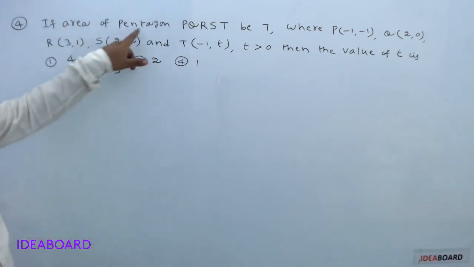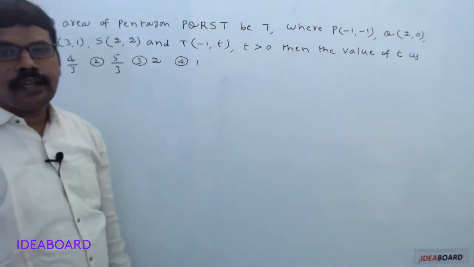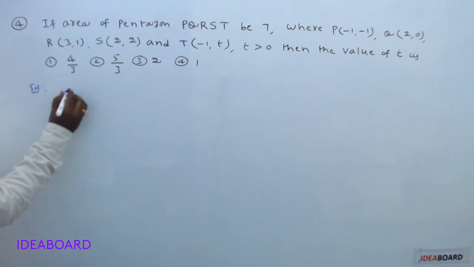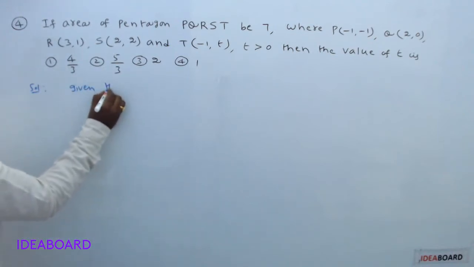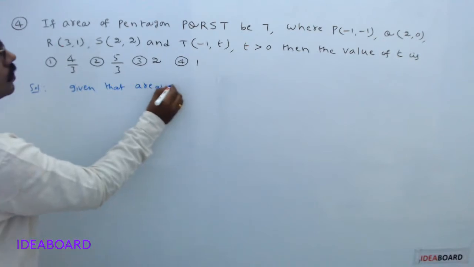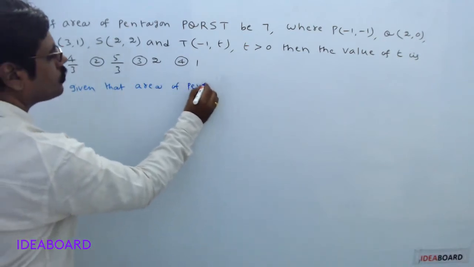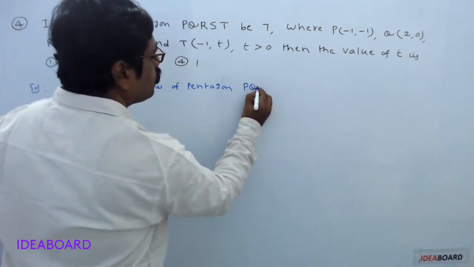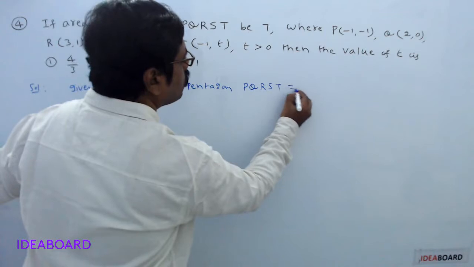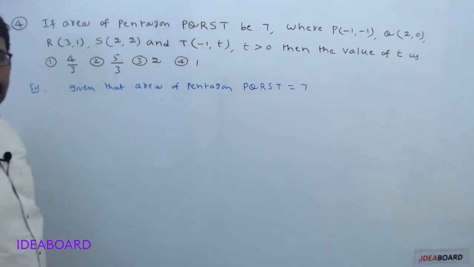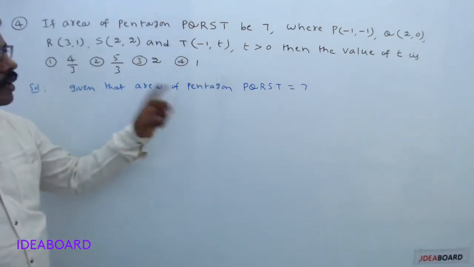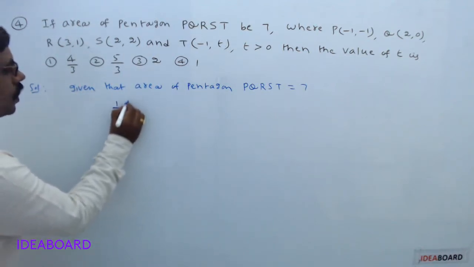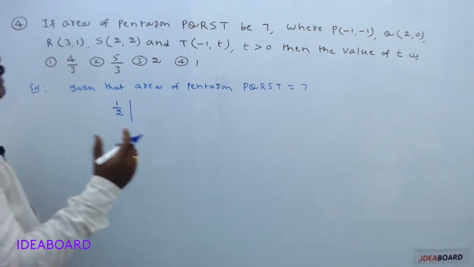Now here area of pentagon is given as 7 square units. First write down the given condition. So given that area of pentagon PQRST equals 7 square units. Then write down the formula for area of pentagon formed by given 5 points. Half modulus of first point coordinates.